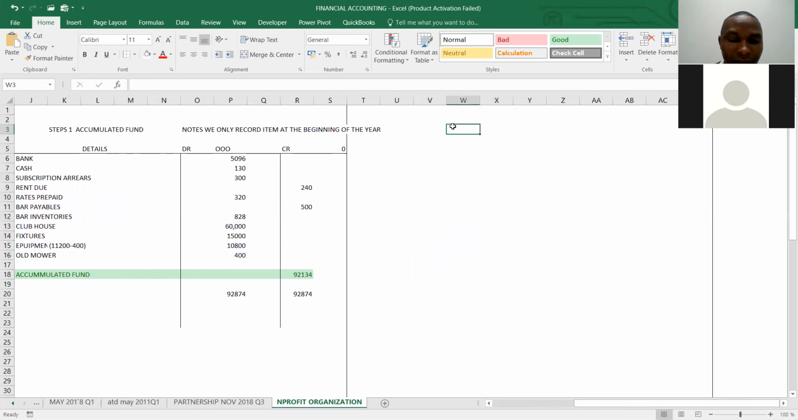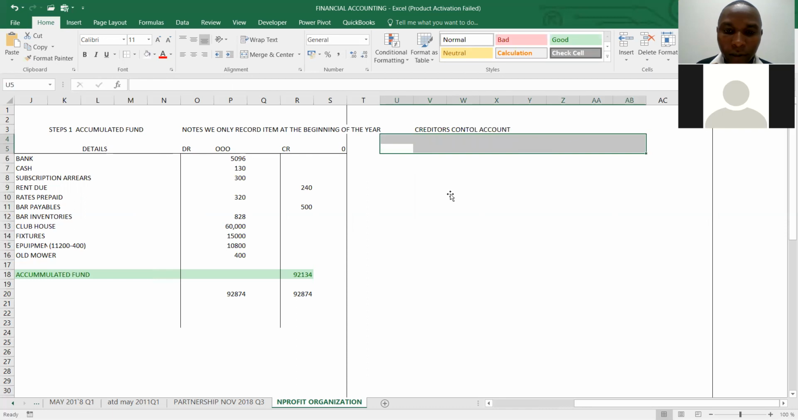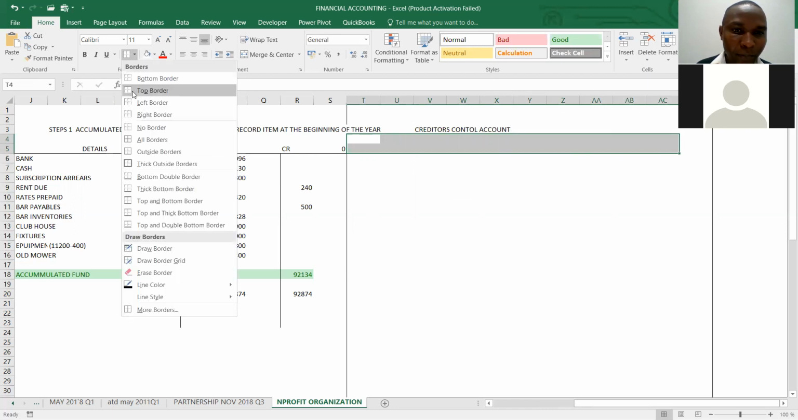So we have done the first step. The second step is that we have been asked for a creditors account. Because we have said these people only purchase, they don't sell. So we need to have the payables account or the purchases account. So we need to open a creditors control account. You still remember this creditors control account? We did it under sales ledger and purchases ledger.